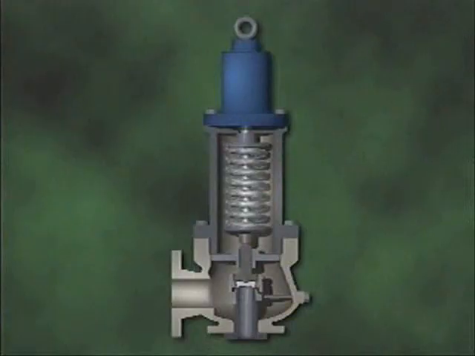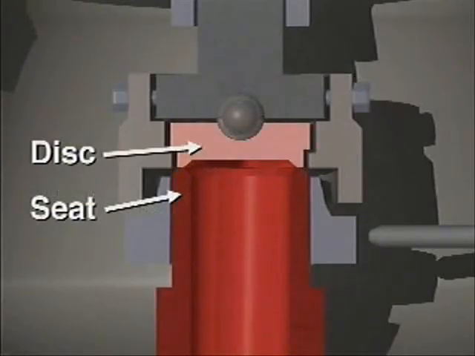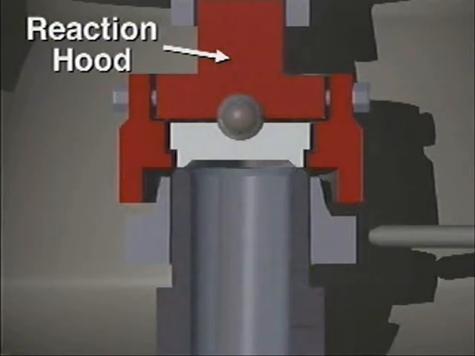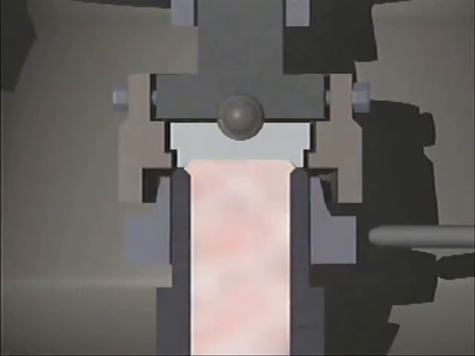This is a cutaway illustration of one type of safety relief valve that's specifically designed for use in gas or steam systems. It has a long nozzle-shaped inlet, a disc and seat, a reaction hood for directing the flow of fluid through the valve, and a single adjusting ring for changing blowdown. The pressure of fluid directed against the disc lifts the disc off the seat.